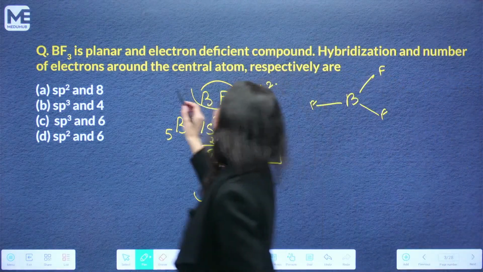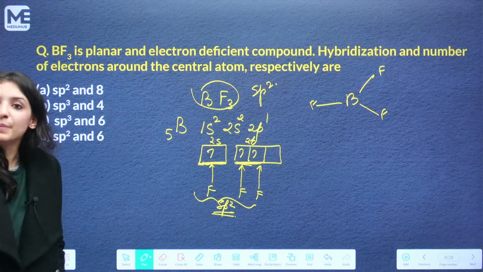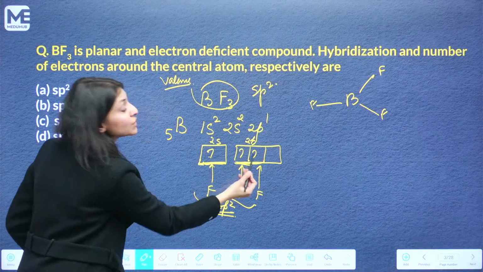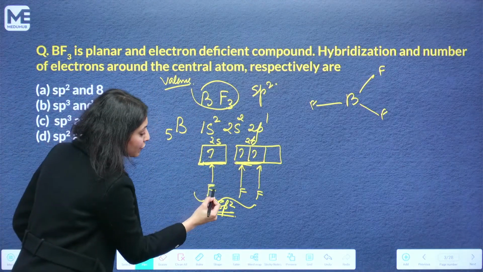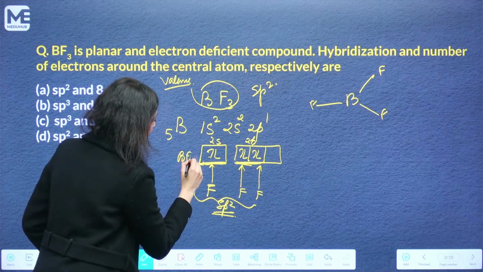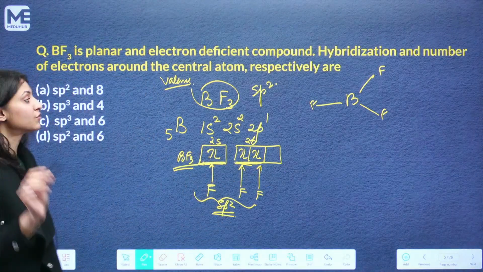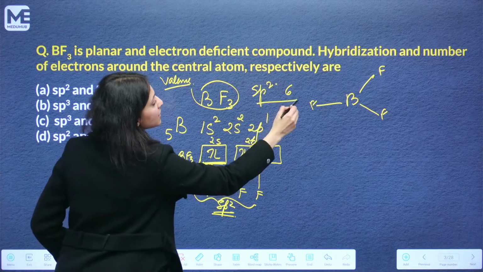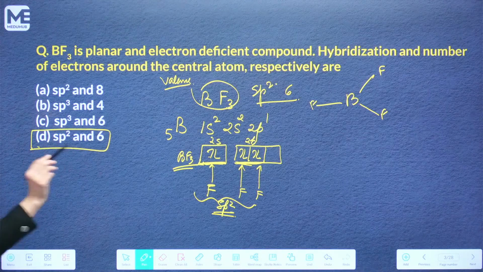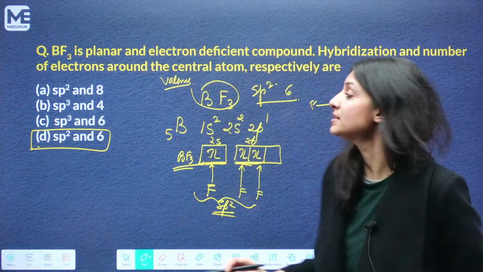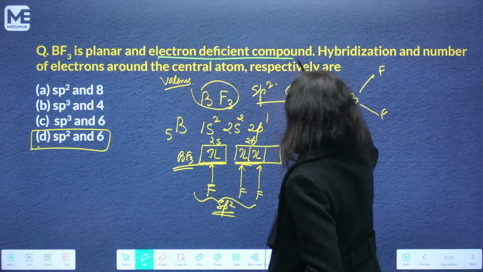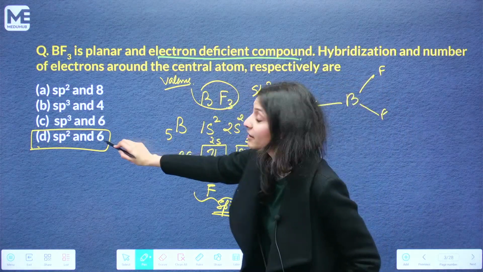When we talk about the number of electrons around the central atom, we are implying the valence electrons. So 3 electrons were from boron, then each fluorine gave 1 electron. So this is BF3. That means the total number of valence electrons around the central atom is now 6. The correct answer is sp2 and 6 here. And this also is telling us, if you remember from our class, that BF3 is an electron deficient compound because the electrons around the central atom are 6.